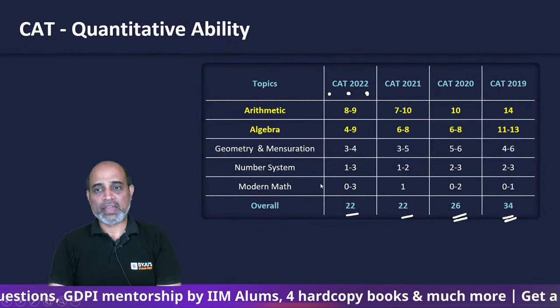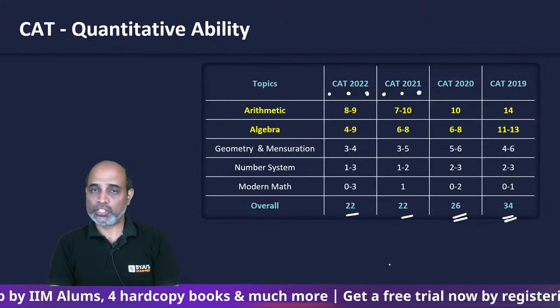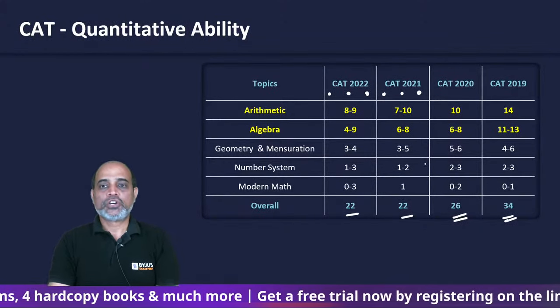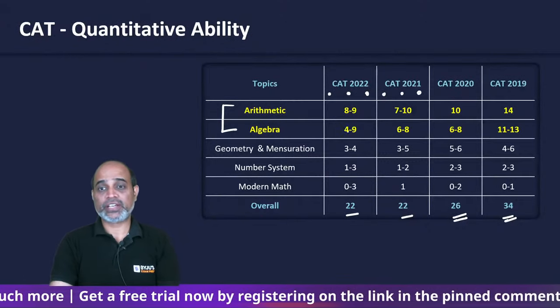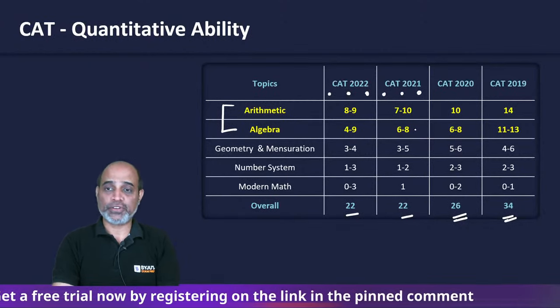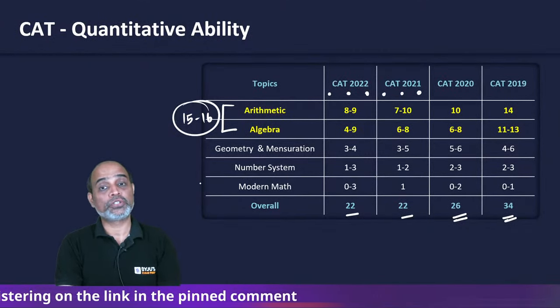So same was for CAT 2021. आपको range इसलिए दिख रहा है because there were 3 slots in that particular exam. So if you look at only the first 2 topics, which are arithmetic and algebra, you will realize that you are going to have around 15 to 16 questions just from these 2 topics out of 22.